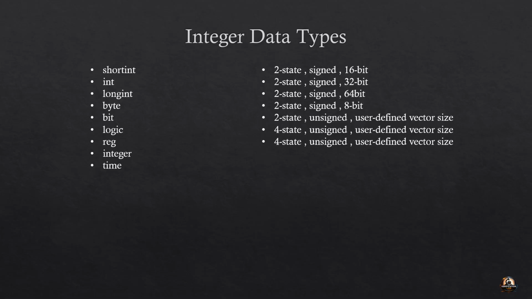Reg was an old data type taken from Verilog. So what is the difference between reg and logic? We will see in the practical session. Then we have integer. It is also an old data type taken from Verilog. Then we have time. It is unsigned and it is 64-bit. In simulation, in test bench, if we want to see the timing value or if we want to print the timing value, we will use time data type to store the timing information.